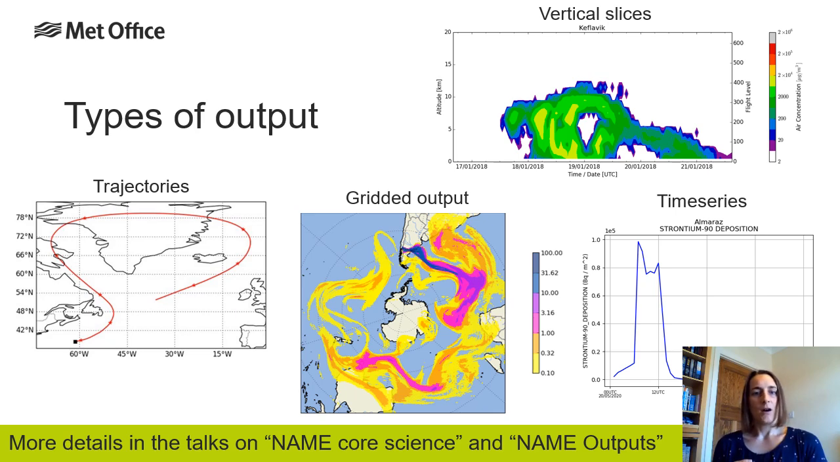So I'm not going to go into any more detail here, but there is information related to this on the talk on NAME Core Science, which will talk a little bit about signal to noise and why that's important for a Lagrangian model. And then there'll be far more information on the different types of output that you can ask from NAME and how to do that in the NAME Outputs talk.